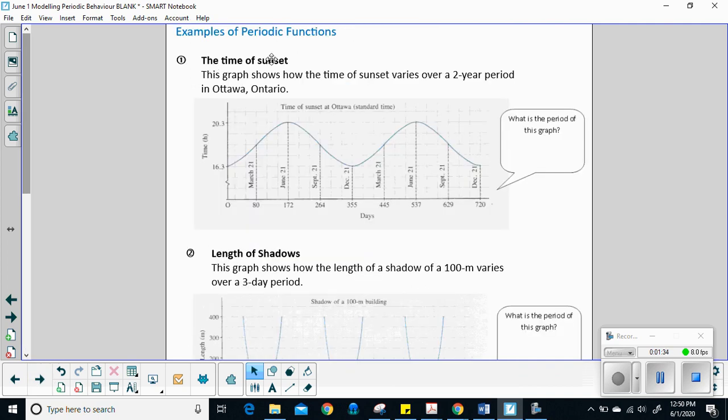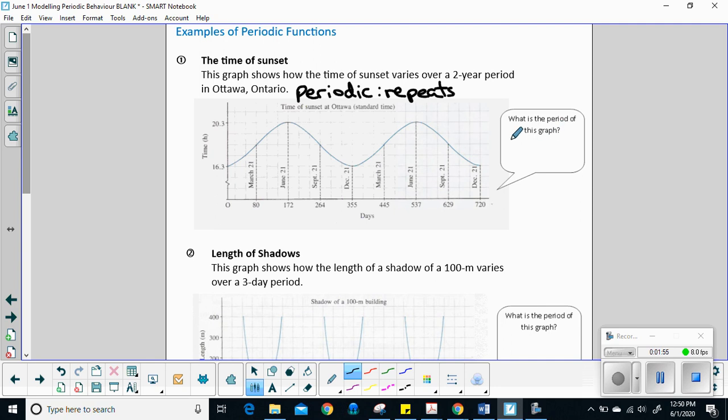Okay, we've got the time of sunset. So here I have a nice curvy repetitive pattern. It's showing how the time of sunset varies over a 2-year period in Ottawa, Ontario. So this is definitely a periodic function because I can see repetition, right? It repeats itself. So what's the period of this graph? You have to find 2 points that match, either 2 bottom points, midpoint to midpoint, maybe top to top. So you have to pick values that are nice and easy to read, and that give you numbers that you can work with.